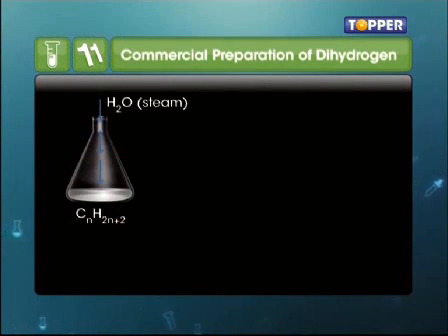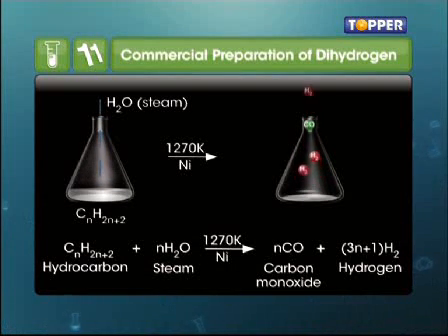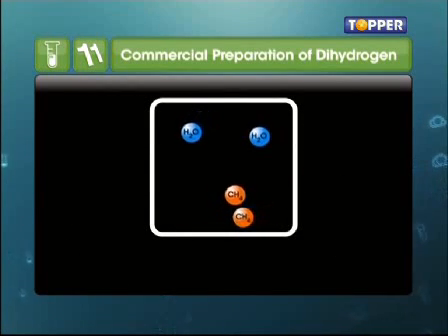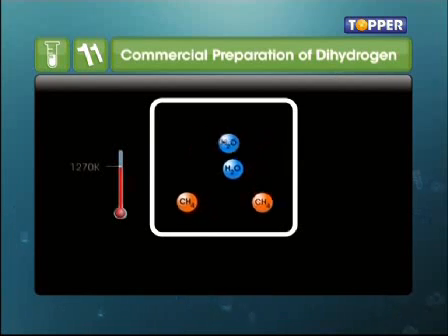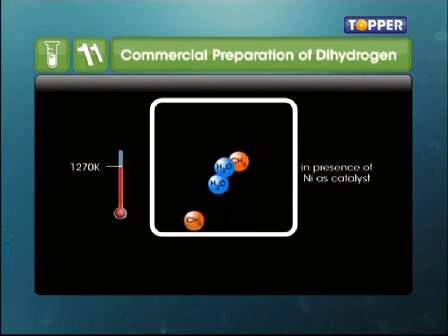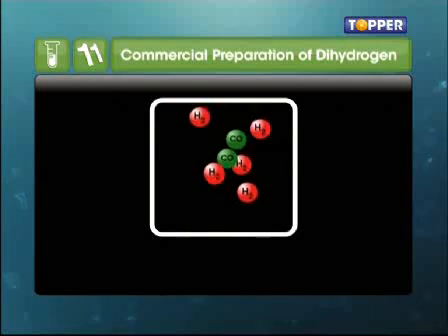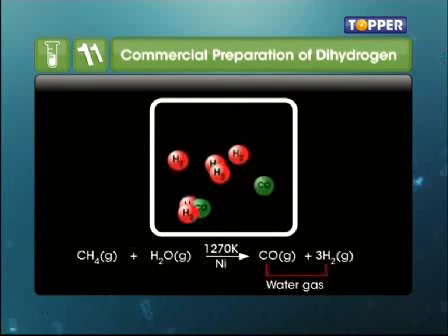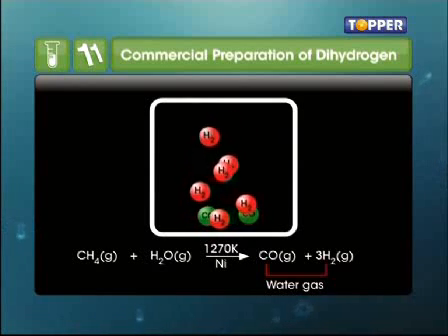Let's now see how dihydrogen can be produced commercially by the action of steam on hydrocarbons. Reaction of steam on hydrocarbons at high temperature in presence of a catalyst yields hydrogen. For example, methane, when reacted with steam at a temperature of 1270 Kelvin in the presence of nickel catalyst, forms a mixture of carbon monoxide and hydrogen gas. This mixture of carbon monoxide and hydrogen gas is called water gas.